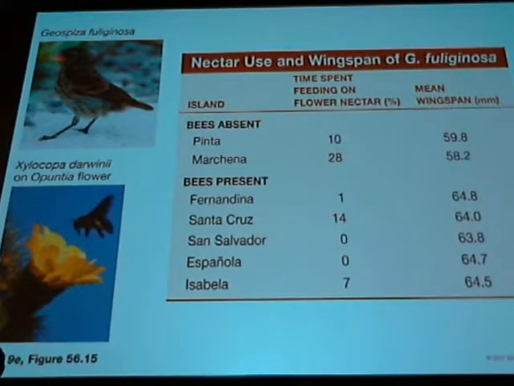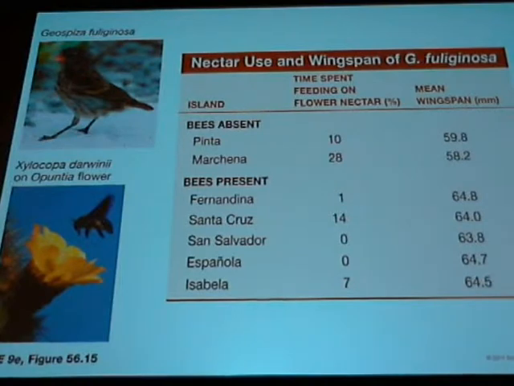Here's another example of competition. Two species, a finch and a bee. They both feed on the nectar of cactus flowers, right? And what you find is, when finches live on islands in which bees are absent, they spend a proportionally larger amount of their time feeding on nectar. Right? Nectar comprises a more substantial component of their diet. They still eat seeds, but they supplement quite a bit with nectar.